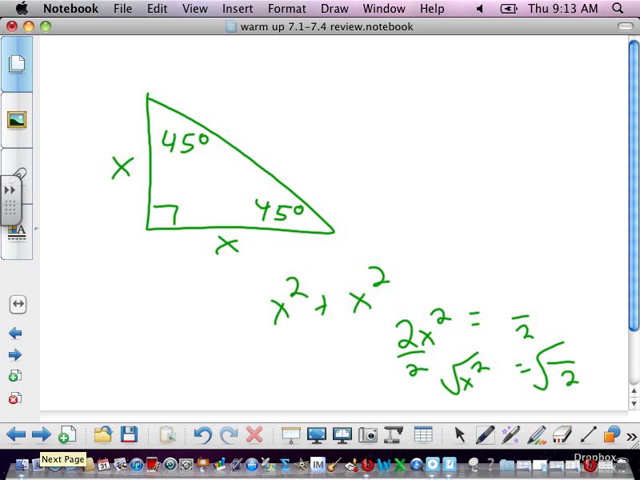Any ideas? We know we're going to have the square root of something, right? And we know we're going to have to do something with the leg in order to get it. We've got the length of the legs times the square root of 2. That gives me the hypotenuse.